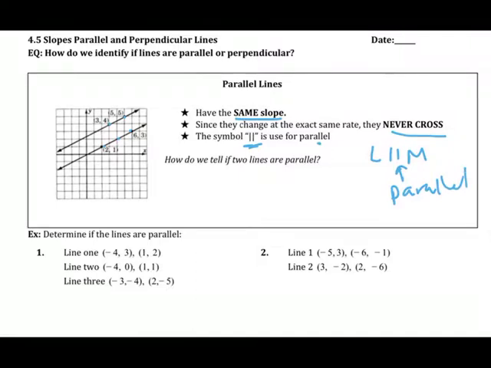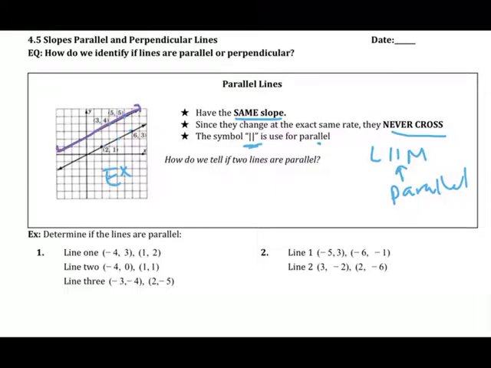So how do we tell if two lines are parallel? Well, the most important thing we're talking about here is their slope. So we need to look at their slope. Let's look at the slope in this example over here. I'm going to color code these lines. Let's make this the purple line. Let's find the slope of the purple line.